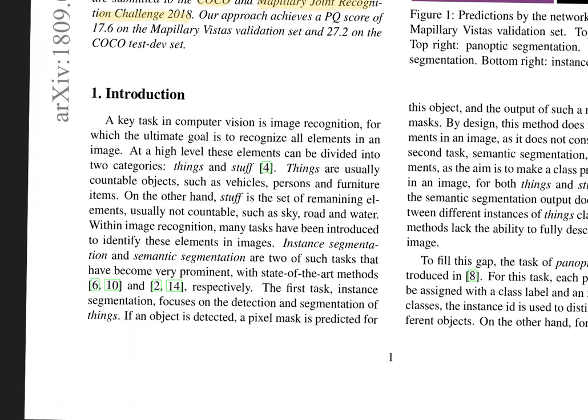Before we begin, in tasks like this, at a high level, labels can be divided into two clusters. One of them is called things and the other is stuff. This is especially applicable for datasets such as COCO. If you think of things such as vehicles, persons, and furniture, these are called things, meaning that they are countable objects. The rest of the material is usually classified as stuff, meaning the set of remaining elements that are usually not countable. An example is the sky, road, water, and things like that.